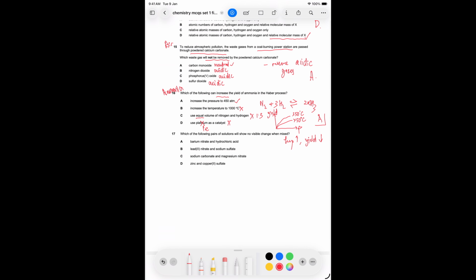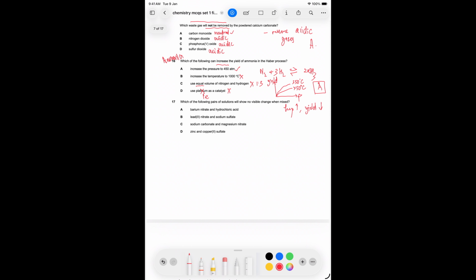Next one, question 17. Which of the following pairs of solution will show no visible change when mixed? So this should be under either salts or QA.